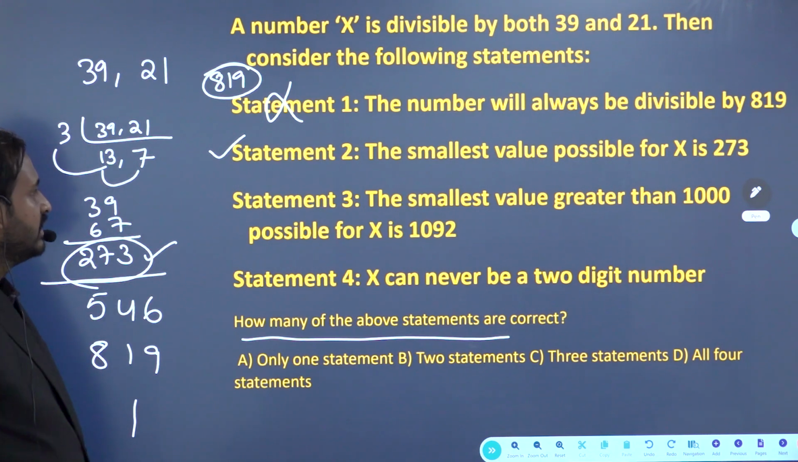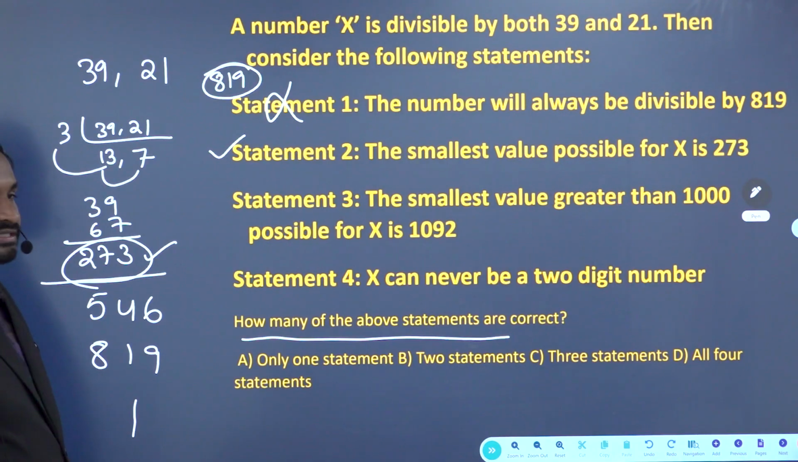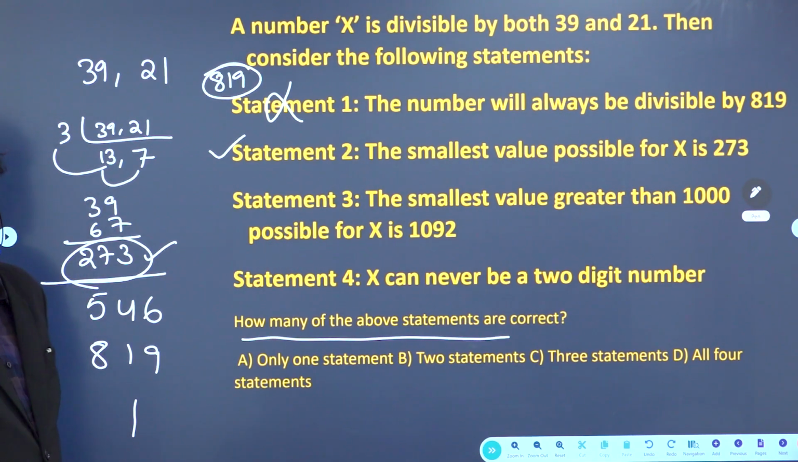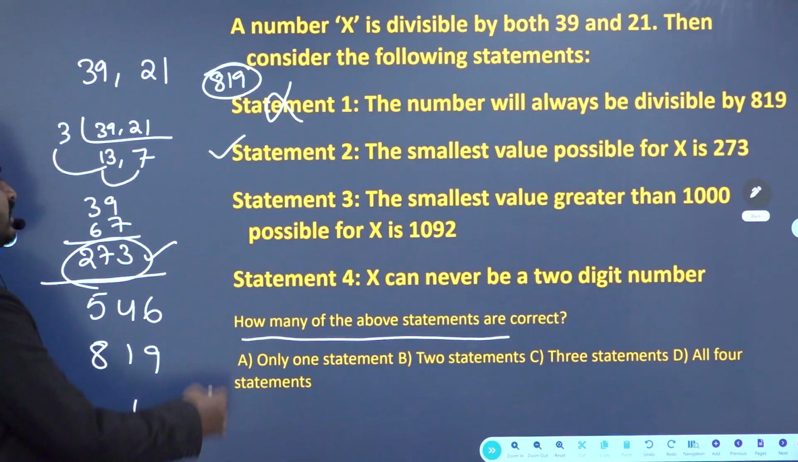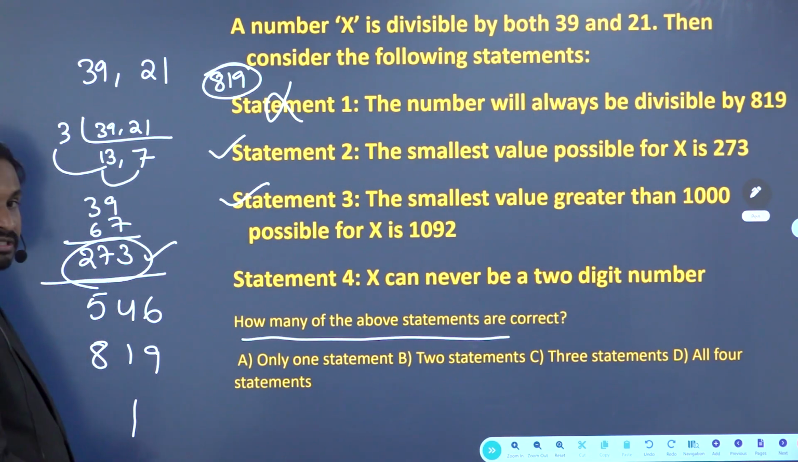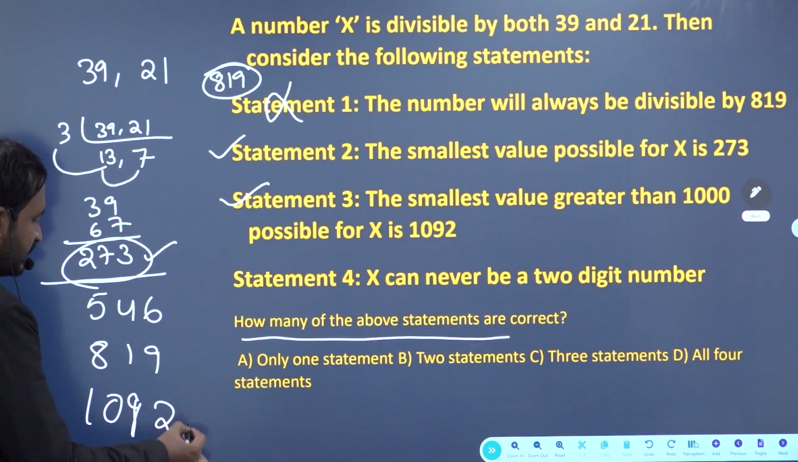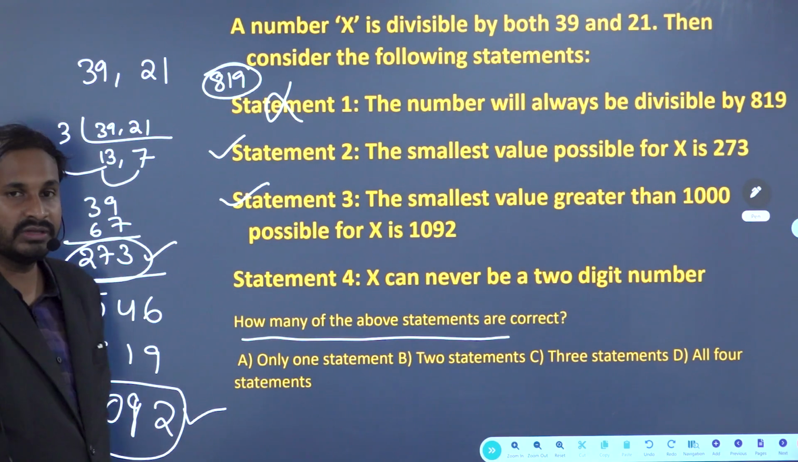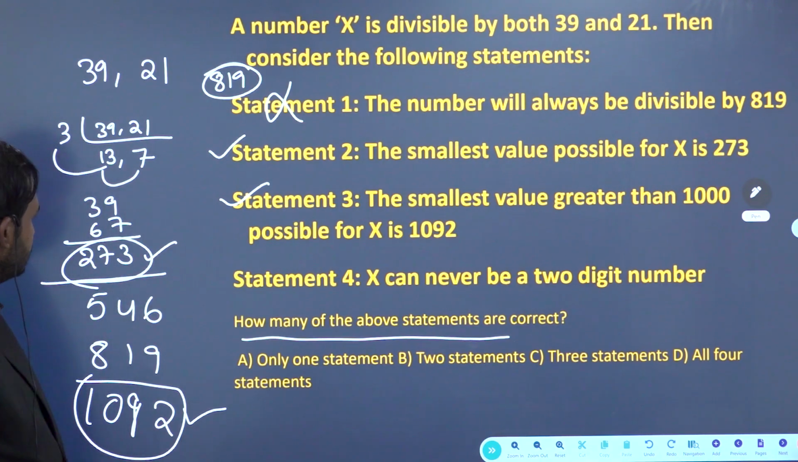Next one, statement 3. The smallest value greater than 1000 possible for x is 1092. After 1000, the smallest possible one is 1092. Yes, that is true. Why? Because after 819, the next one is 1092. This is the smallest number after 1000 which is exactly divisible by both 39 and 21. That is correct.